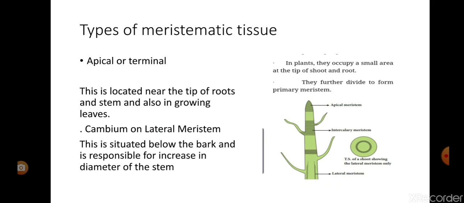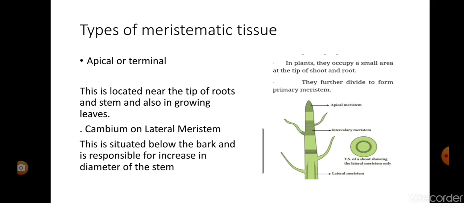Now there are different types of meristematic tissue. The first one is apical or terminal. This is located near the tip of the roots and stem, and also in the growing part of the leaves. In this diagram you can see the top portion, that is the apical meristem.